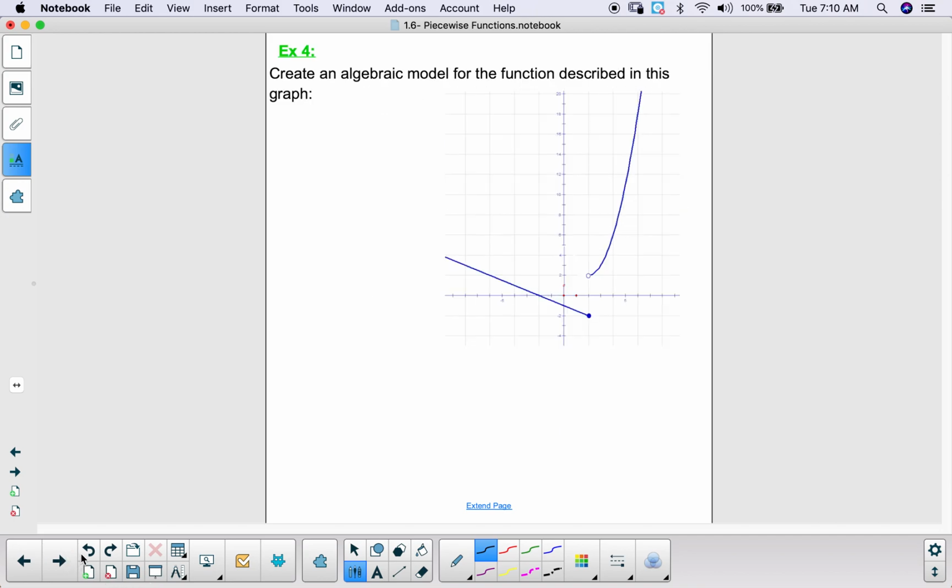Create an algebraic model for the function described in this graph. So you can see that there's two parts. One part of the function is for x values, this is 1, 2, so for values of x that are less than or equal to 2. So this is the part of the function for x less than or equal to 2. And this is the part of the function for values of x greater than 2, because this value is 2 here.